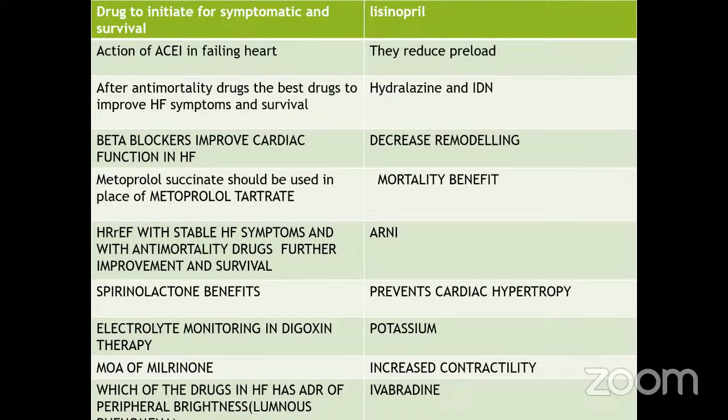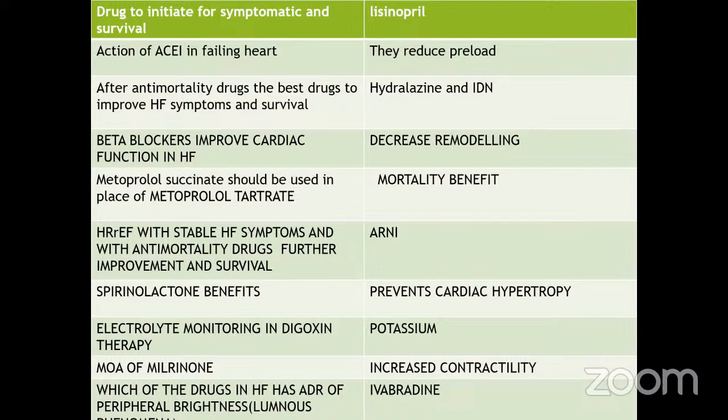Now, heart failure with reduced ejection fraction, with stable heart failure symptoms, and on anti-mortality drugs, needs further improvement in survival. See, the patient is already on anti-mortality drugs, but still has symptoms and a reduced ejection fraction, like 35 to 40, less than about 40 or 35. He is already on all these drugs, but still the patient needs improvement in survival. Then use ARNI, sacubitril with valsartan. Why are you using valsartan? Because sacubitril will increase the concentration of angiotensin 2 and hence aldosterone, which will further deteriorate. For that reason, you block it with valsartan.